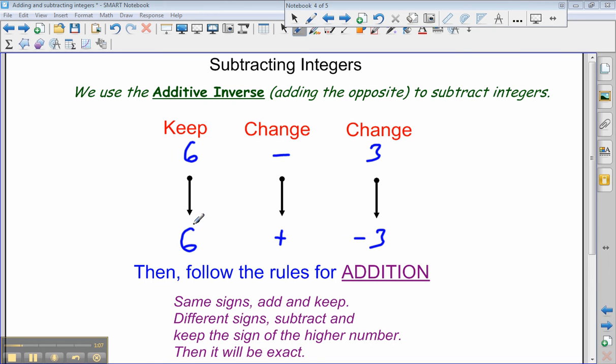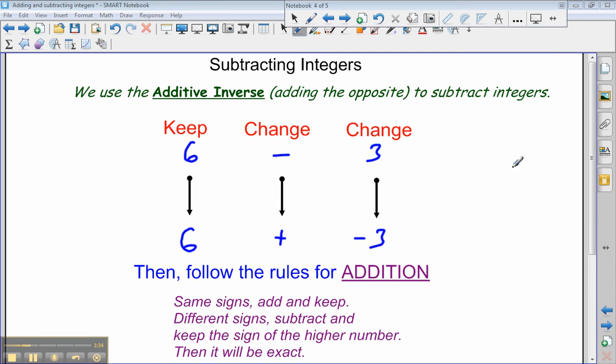So now we've rewritten our problem as 6 plus negative 3. We are adding the opposite of positive 3. Then we follow the rules for addition. So keep, change, change, then follow the rules for addition. Rules for addition are same signs add and keep, different signs subtract, and keep the sign of the higher number, then it will be exact.